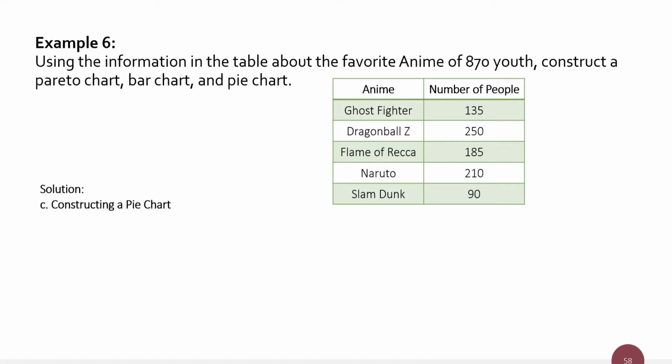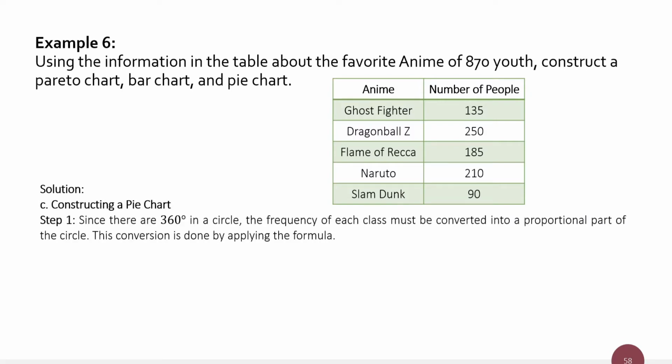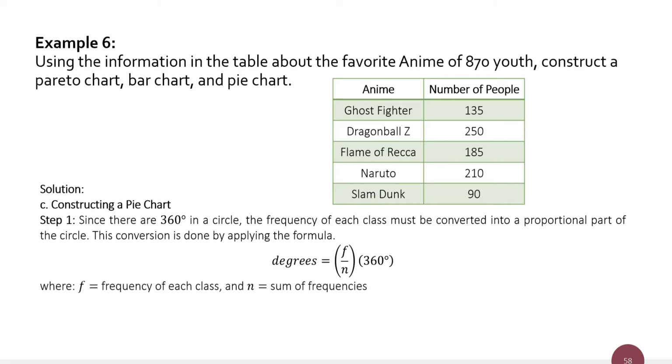Next, so how about constructing a pie chart? So first step is, since there are 360 degrees in a circle, the frequency of each class must be converted into a proportional part of the circle. So this conversion is done by applying this formula. So degrees is equal to F over N times 360 degrees, where F is the frequency of each class and N is the sum of frequencies.